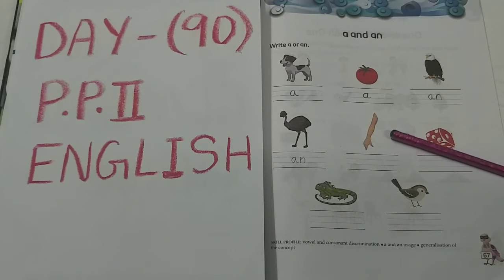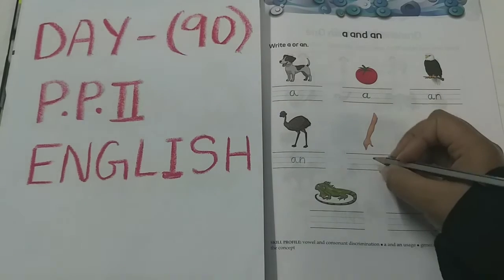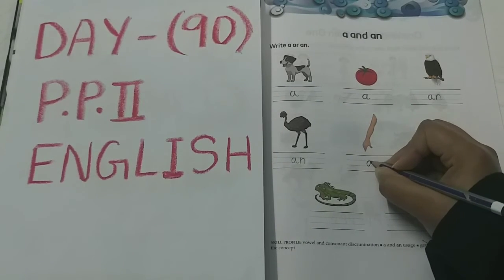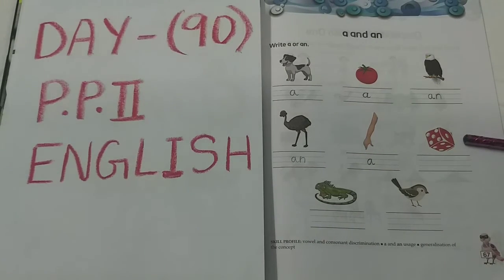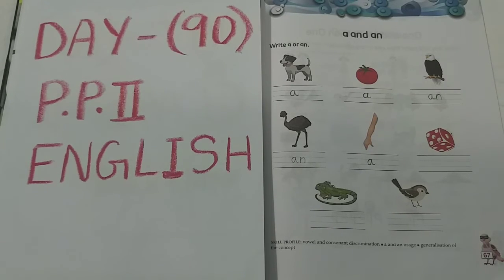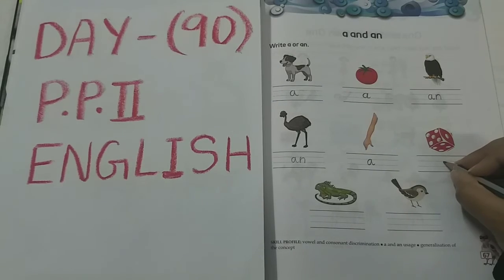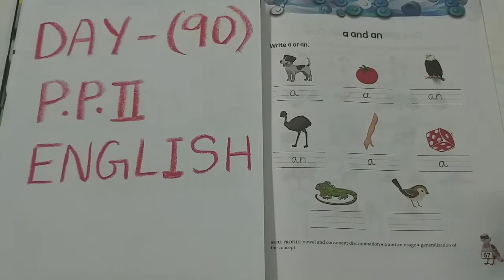See the next? Hand. Hand starts with letter H. So H is a consonant. Before a consonant, what will we write here, a or an? A. So, a hand. Next is dice. See, the beginning sound is D. D is the sound of which letter? Letter D. So, D is a consonant. So, before a consonant, what will we write? A. A dice.